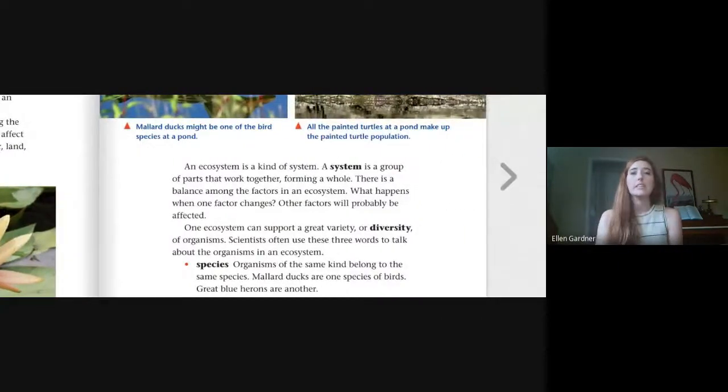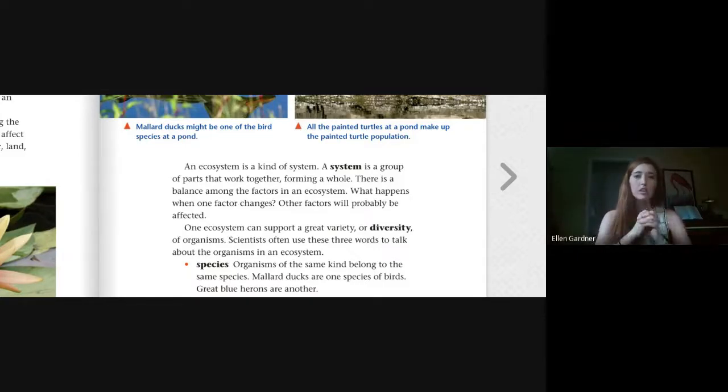Now, an ecosystem is a kind of system. Now, a system in general, that word, system, is a group of parts that work together, forming a whole. Okay? So a system, you can do this with me, is a group of parts working together to form a whole.